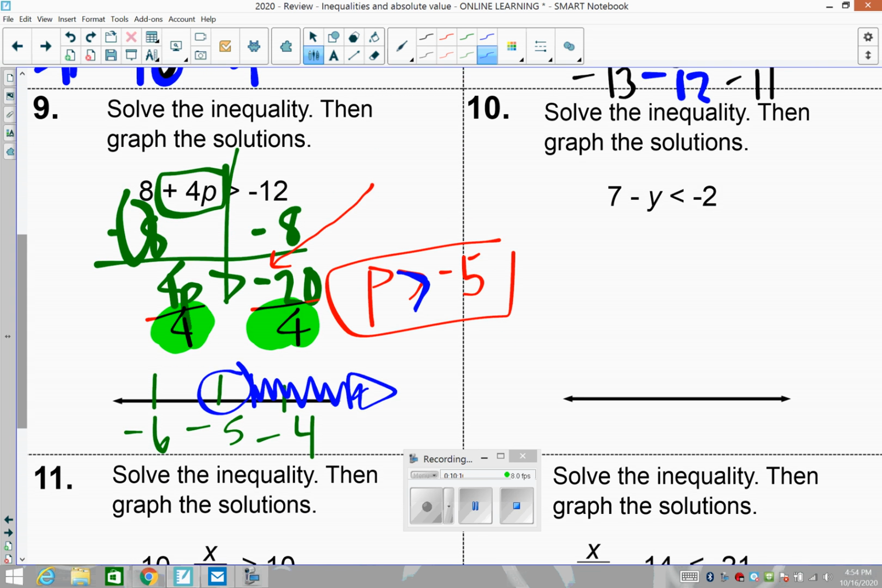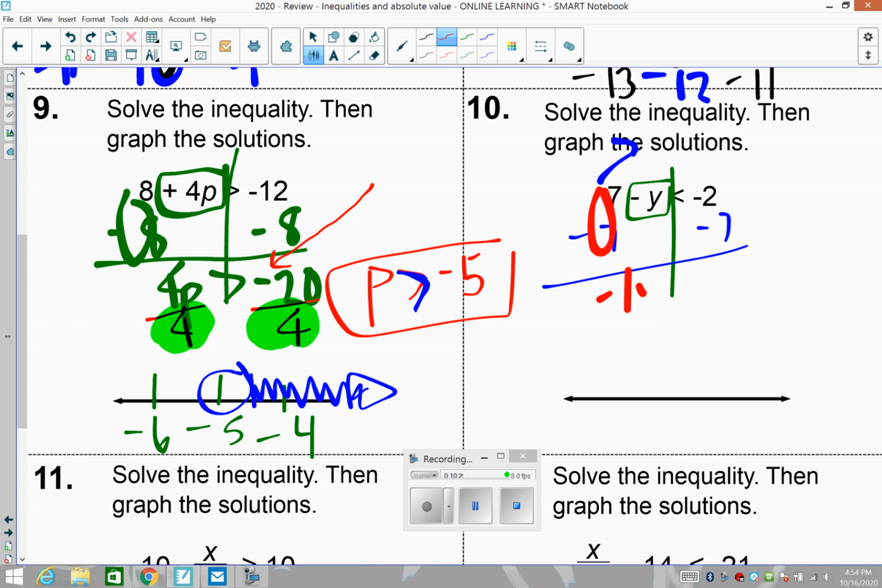Question 10, same skill, solve the inequality, then graph the solutions. So I'm going to grab the sign in front here. I'm going to move the 7 out of the way. So I'm going to subtract 7, copy, paste, copy, paste. If I haven't used it, drag it down, drag it down.